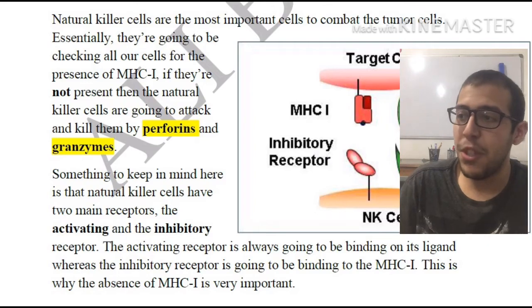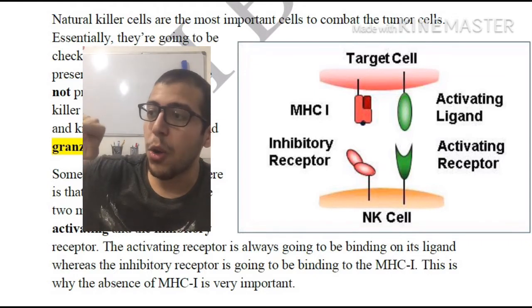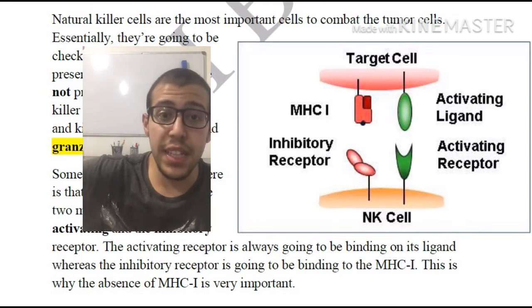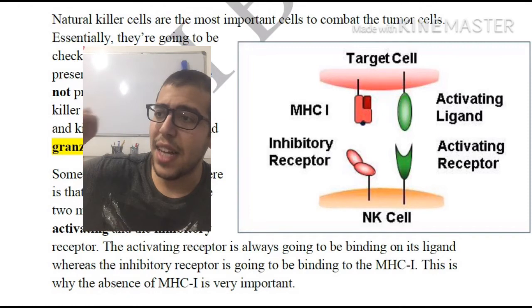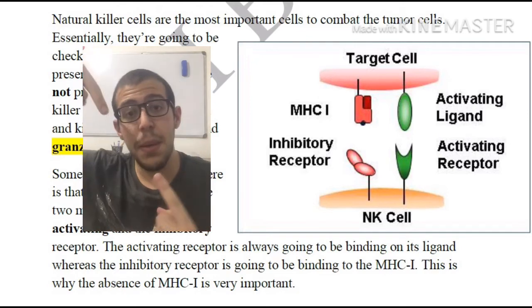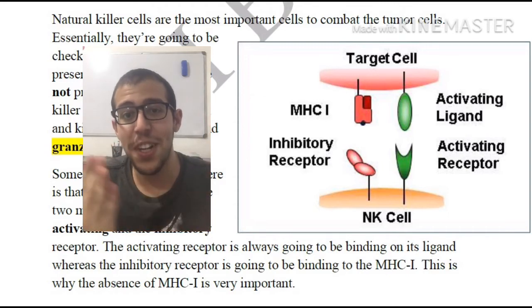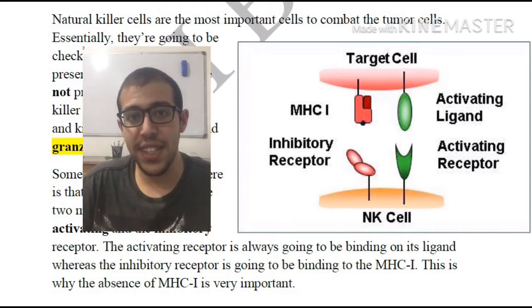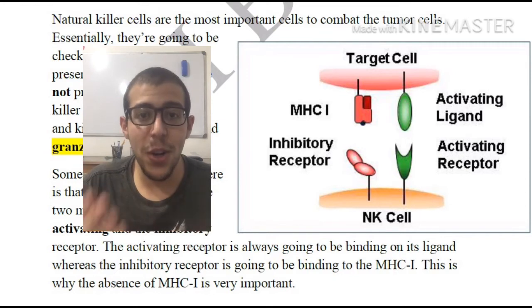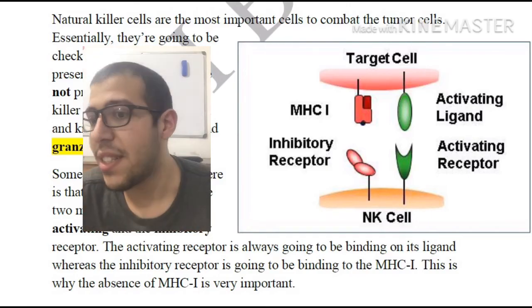Now, I'd like to just address the image that is present on screen at the moment. We've got a target cell that is going to be having the MHC class 1, and then we're going to have the activating ligand. This is incredibly important, by the way. So on the natural killer cell, we've got this inhibitory and activating receptor, just like we mentioned. What is interesting here is that in case the MHC class 1 was present, this inhibitory receptor is going to be binding to this MHC class 1. Therefore, there's going to be inhibition, and these natural killer cells are not going to be killing these target cells. However, if this MHC class 1 were not present, then these inhibitory receptors are not going to be activated. Therefore, the activating receptors are the only ones present, therefore killing these cells.